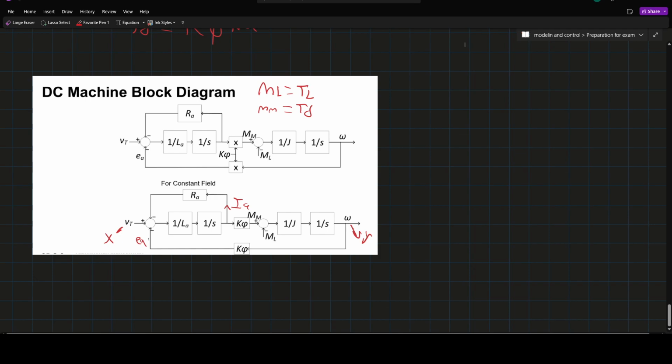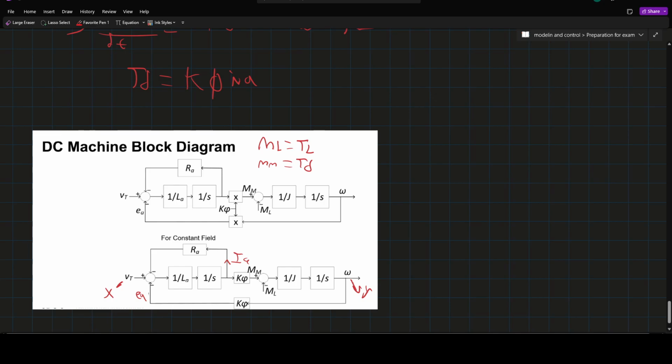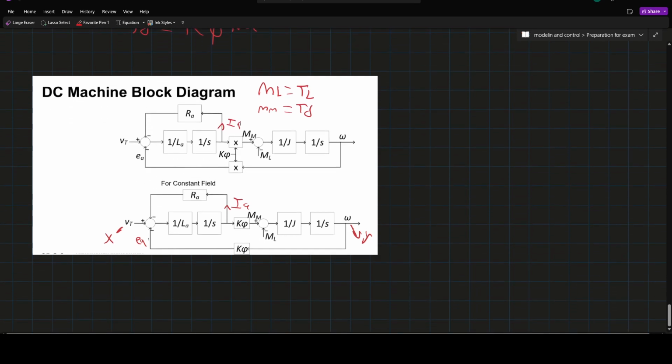Okay, now also you can see here we have VT as an input, we got speed as our output, and this right here is IA. Now for constant field, instead of changing our flux, we just leave it constant. So these are the same diagrams, just that in this one we are showing that this is constant. So this is all the changes.